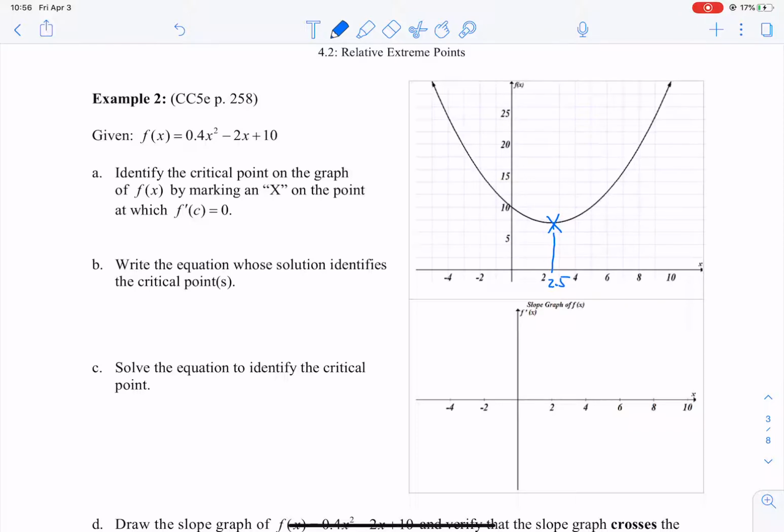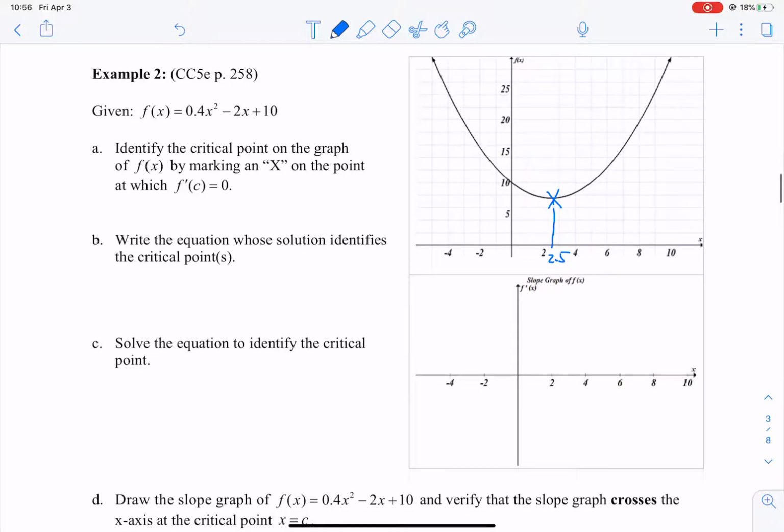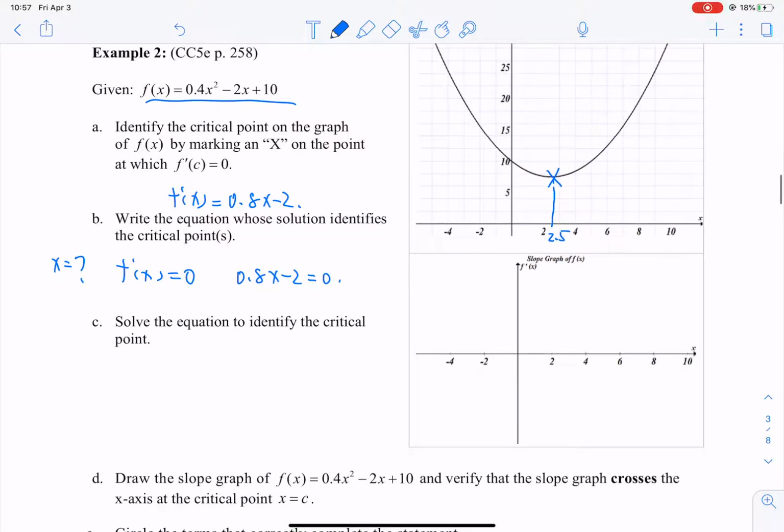And question B, write the equation whose solutions identify the critical points. So what does this mean? That means we know f prime of x is 0.8x minus 2, and we want to ask what is the value of x when f prime of x equals 0. So that means 0.8x minus 2 is 0. So solve for this one. You don't have to use your calculator. This is trivial. And C, solve the equation. So we know the point, just solving this equation, is 2.5.